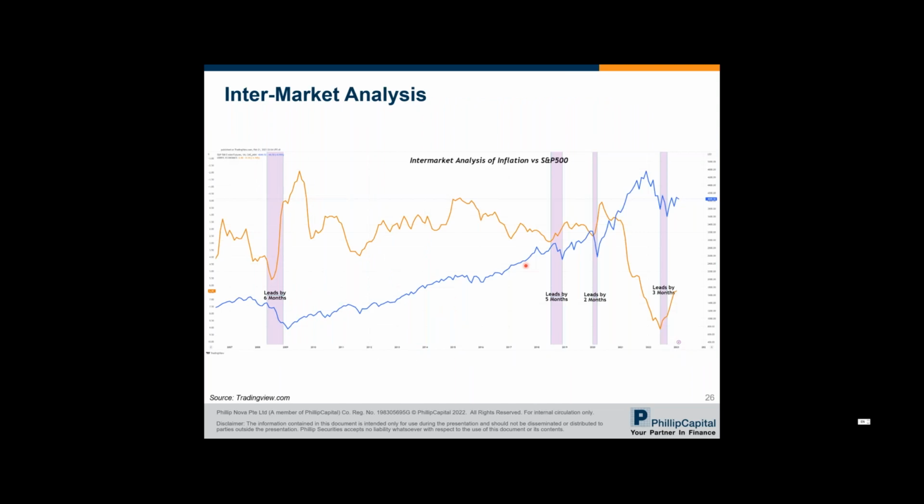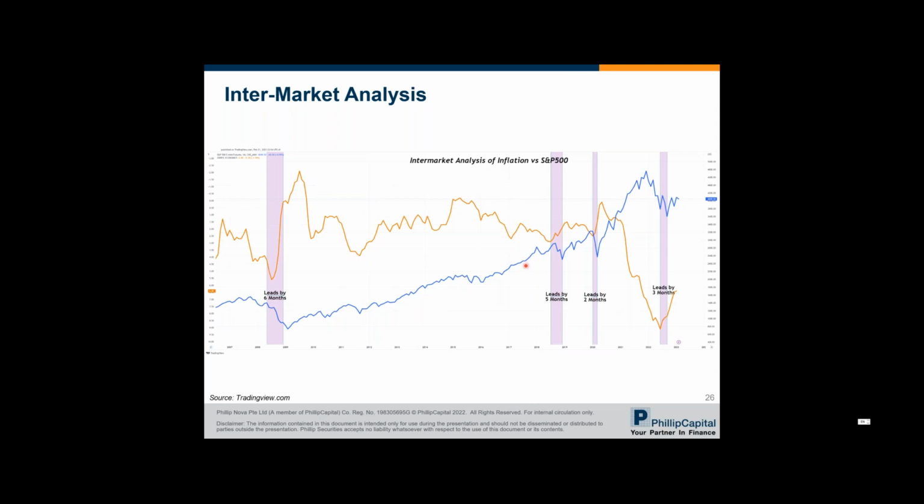Intermarket analysis is a method of analyzing financial markets by examining the correlations between different asset classes. By studying the relationship between different markets, investors can gain a better understanding of how changes in one market can affect other markets. However, it is useless just to look for two markets that are highly correlated if both of them move in lockstep together.